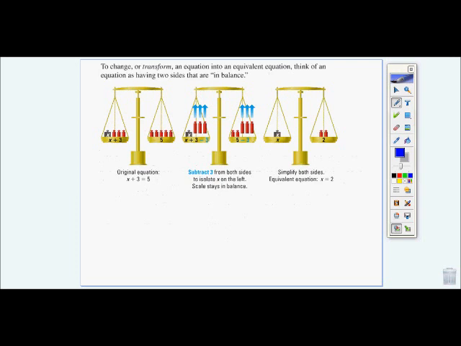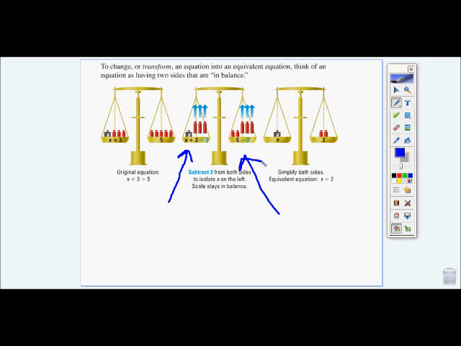So when we're talking about balancing, and they show you a visual here of balanced equations, we mean whatever you do to one side of the balance, you need to do to the other. In this particular situation, we had x plus 3 equals 5. So we're going to take 3 off of the left side of the balance. And if we do that, we need to take 3 off the right side of the balance in order to make sure that we keep it a balanced equation.